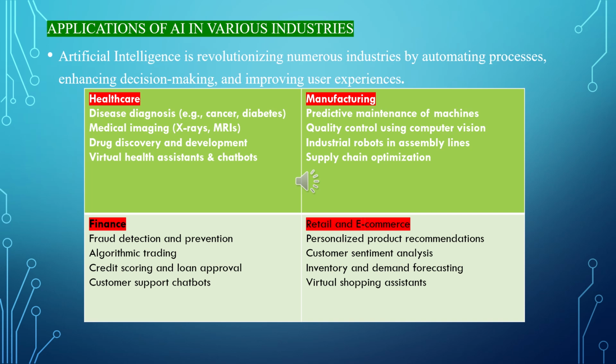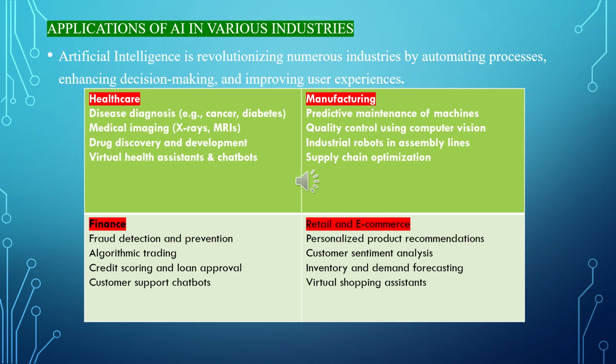And AI in manufacturing is nothing but predictive maintenance, quality inspection, supply chain optimization and assembly, all those things through computer vision and machines. Okay, so AI in finance is nothing but fraud detection and prediction. Coming to the banking part, algorithmic trading, credit scoring, loan approval, customer support chatbots, all those things come under financial AI.